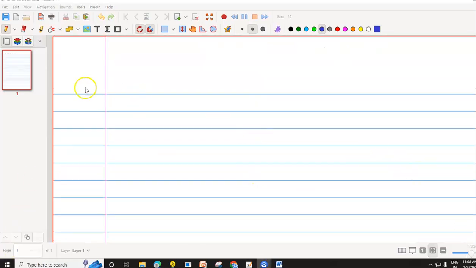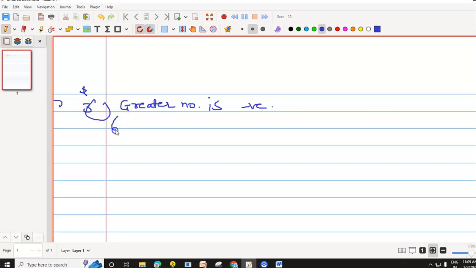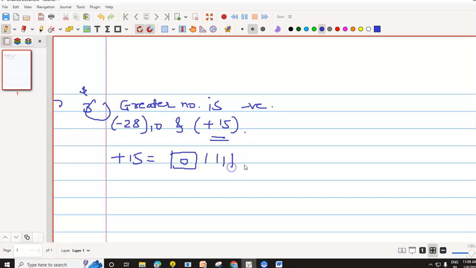Now we take the third example, and that is greater number negative. Greater number is negative. So what you have to do? You have to add minus 28 and plus 15. Okay, so now as this is plus, we know how to write down this. So plus 15 means directly it will be, this is the sign bit 0, and 15 means 1 1 1 1. Okay, so this is done.